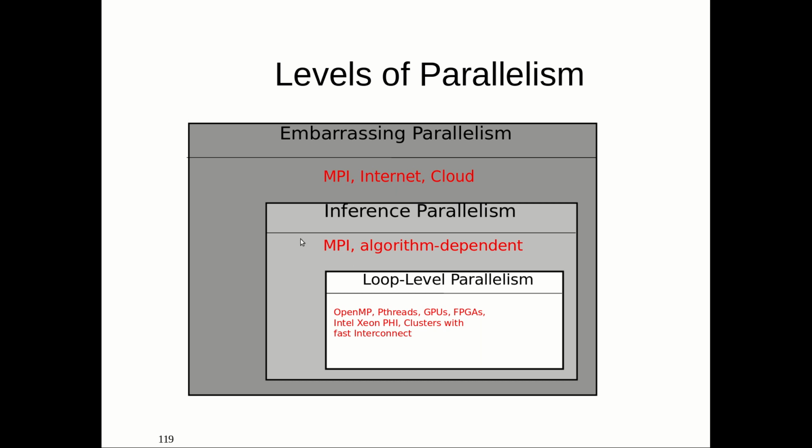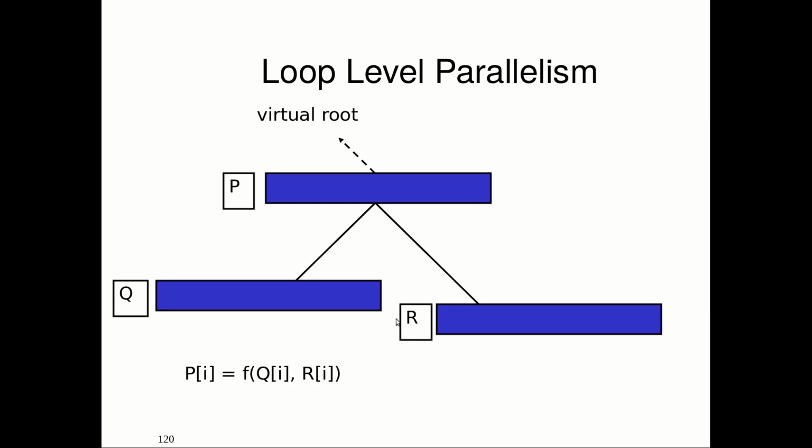We could even use programmable hardware called FPGAs or the Intel Xeon Phi architecture. So this is the interesting level of parallelism, the one we're going to talk about in more detail.